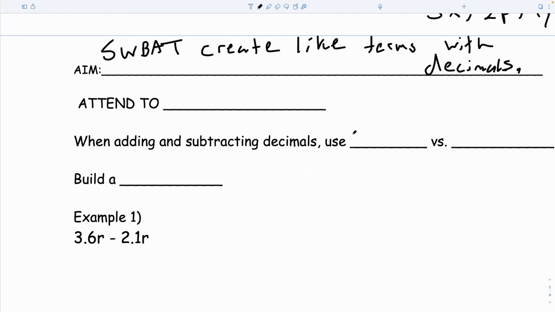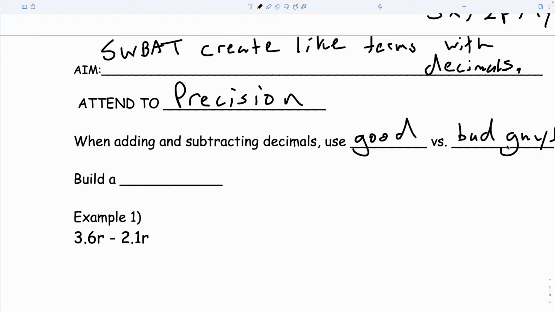When we are dealing with decimals, it is extremely important, just like we did in 1 and 2, that we be even more precise. Attend to precision means to pay really, really close attention. When you're adding and subtracting decimals, you're thinking of good versus bad guys. That's the first thing you're paying attention to. Second thing is you're building a snowman and being really precise with your decimal.